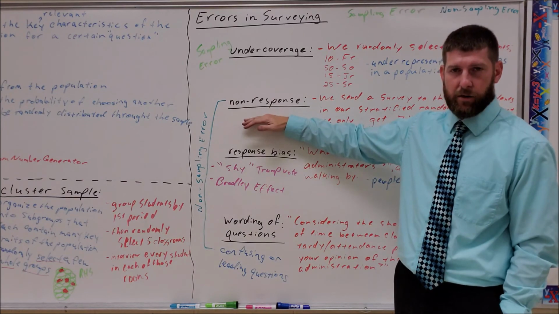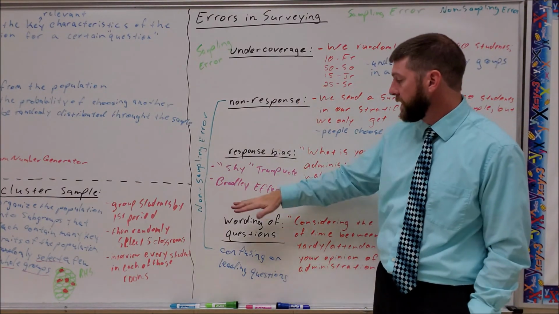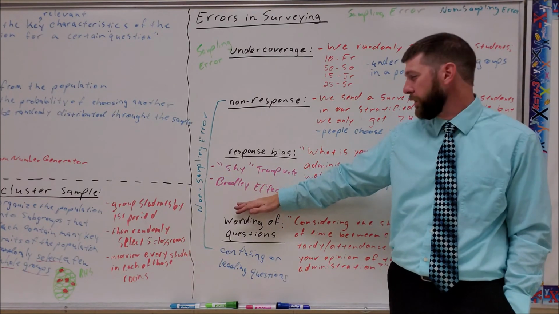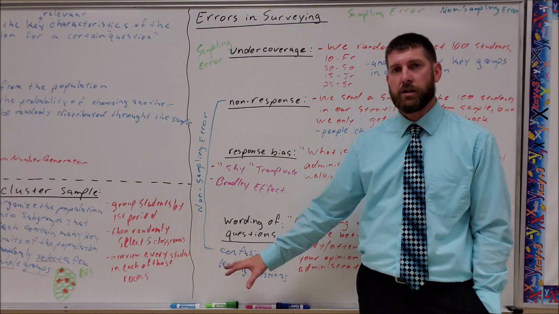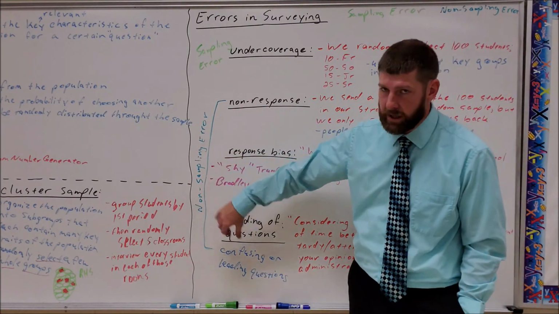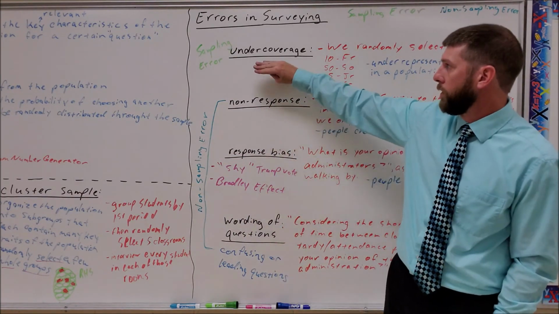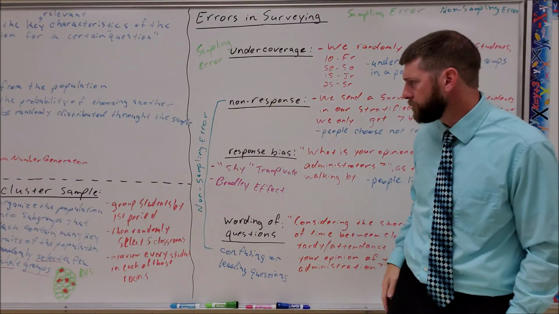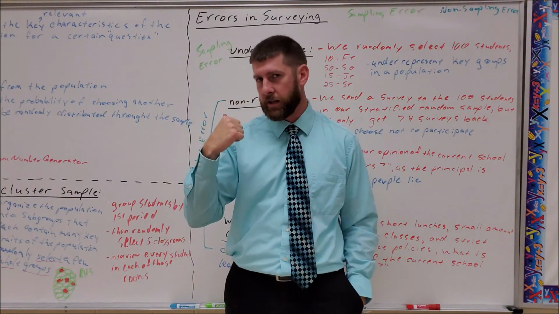We didn't give ourselves enough room to account for people choosing not to respond. We didn't set up in a way for people to feel confident and comfortable being truthful. We did not word our questions to give us a good, true, non-biased response. So that's what I mean by non-sampling error. We made an error in how we interacted with the people versus how we selected the people.